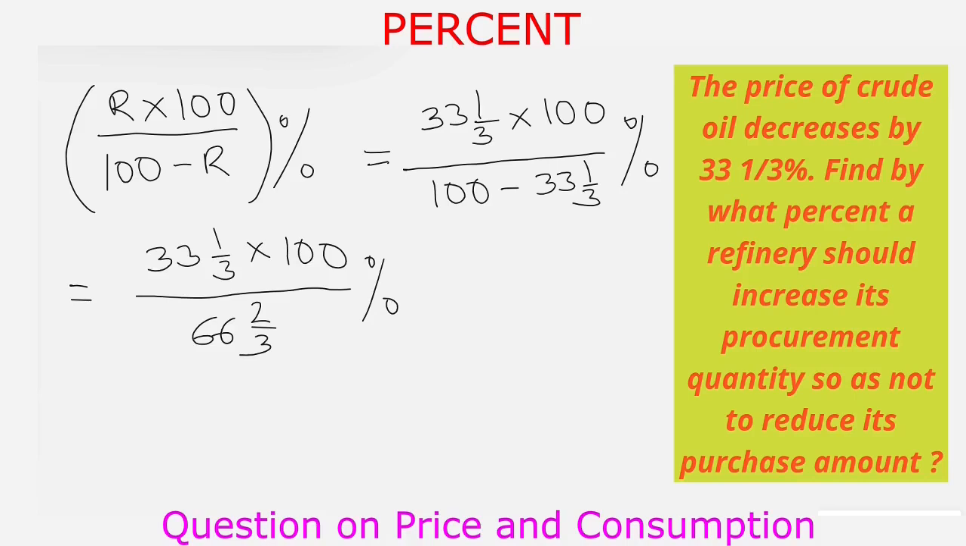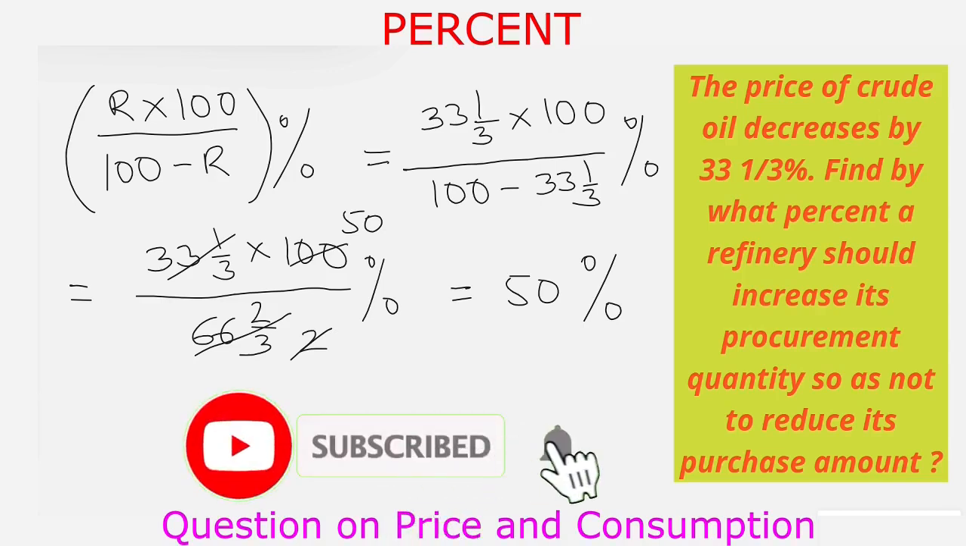100 minus 33 and 1 upon 3 is 66 and 2 upon 3. 33 and 1 upon 3 cancels 66 and 2 upon 3 for 2 times, and 2 cancels 100 for 50 times. So this is equal to 50%. Thus, the refinery has to increase its procurement by 50% so as not to reduce its purchase amount.